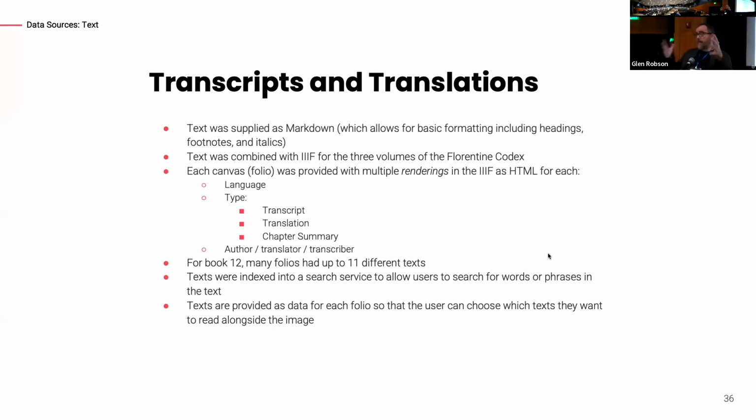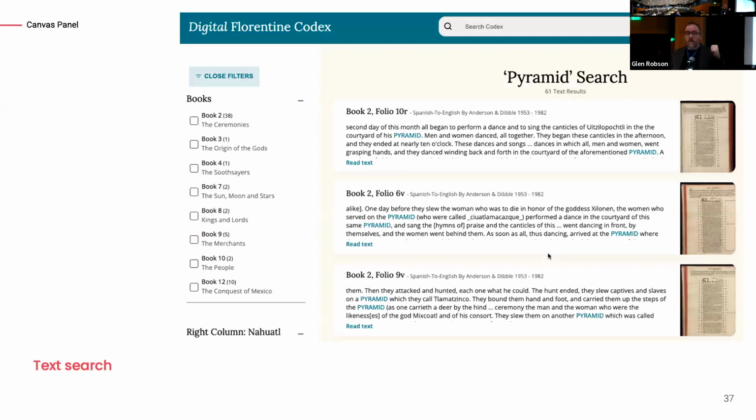And the IIIF manifest for each of these volumes contains the full set of these transcripts and tags. The manifests are gigantic, just as JSON alone. And then this text was indexed and used to provide the search and the text display on each side. So you can see here an example of a search. We're doing search highlighting; someone searched for the word pyramid. So in this case, it's searching the English translation of either Spanish or Nahuatl text.